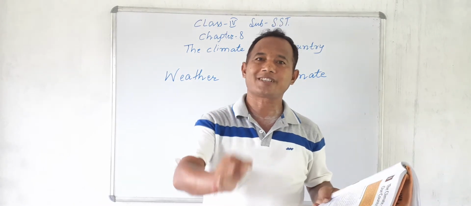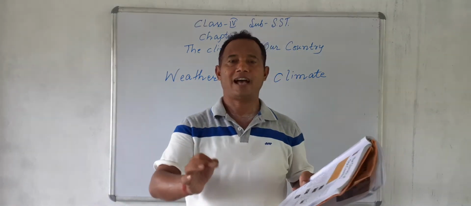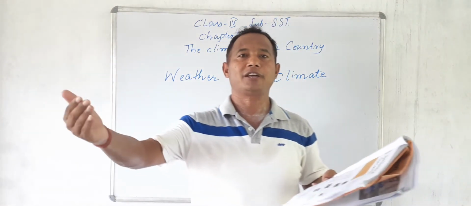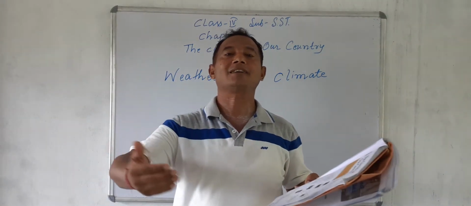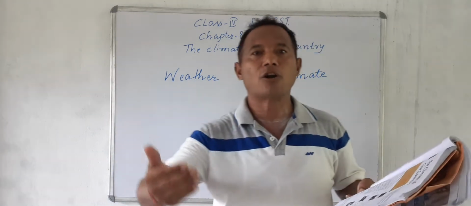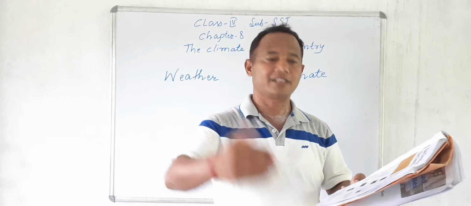So the place which is nearer to the equator has a hot climate, and the place which is far away from the equator has a cold climate, or it is less hot than the places which are near to the equator.